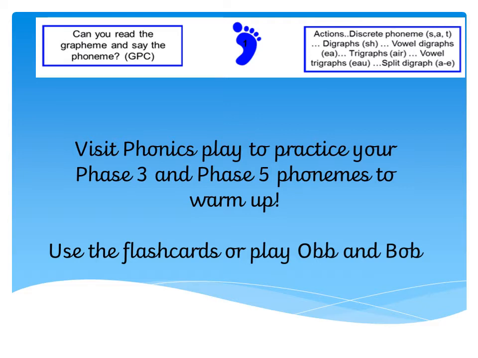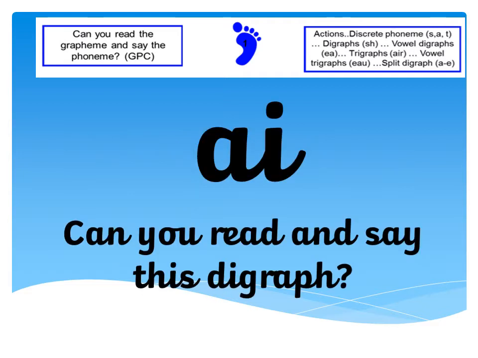So the first thing that I would like you to do is grab a piece of paper and a pencil, or a whiteboard and a whiteboard pen if you've got that at home. And then, first of all, to get you into the phonics zone, I would like you to pop onto Phonics Play. I'm sure an adult can help you get onto that website and practice your Phase 3 and your Phase 5 phonemes to warm up. So either use the flashcard game or play Obb and Bob, and I want you to select the Phase 3 and Phase 5 to help you get into the phoneme zone.